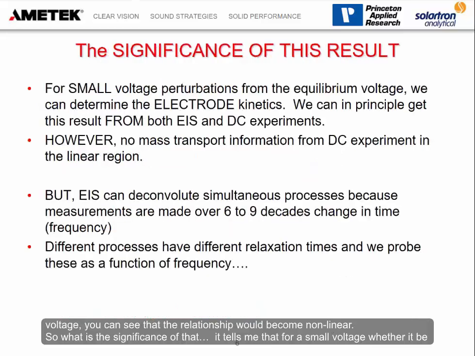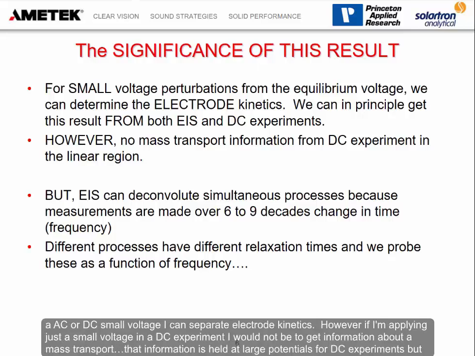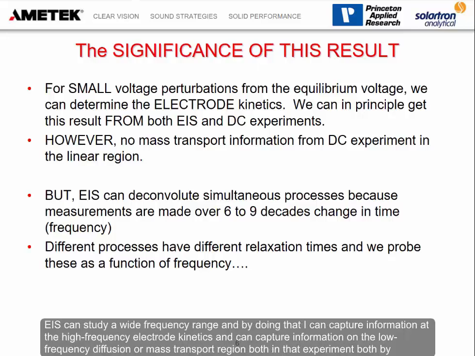So what's the significance of this? It tells me that for a small voltage, whether AC or DC, I can separate out electrokinetics. However, if I'm applying just a small voltage in a DC experiment, I would not be able to get information about the mass transport. That information is held at large potentials for a DC experiment. But EIS can study a wide frequency range, and by doing that, I can capture information on electrokinetics at high frequency and on the low frequency diffusion or mass transport region, both in that experiment, by applying a small stimulus.